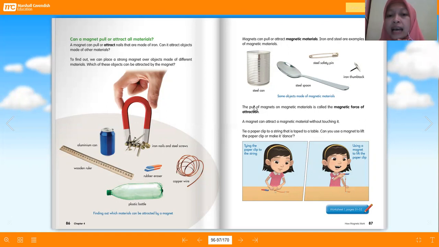And then the magnetic force of attraction, gaya tarik magnet. The definition of magnetic force of attraction is the pull of magnets on magnetic materials. A magnet can attract magnetic materials without touching them. Yeah, without touching them.